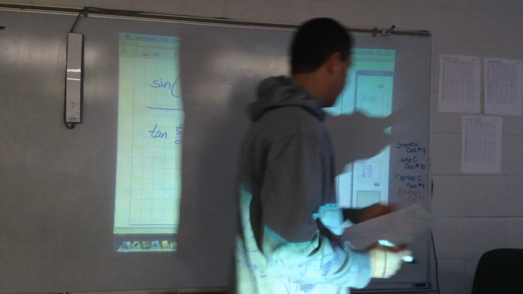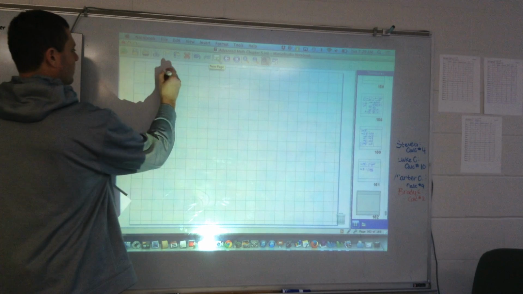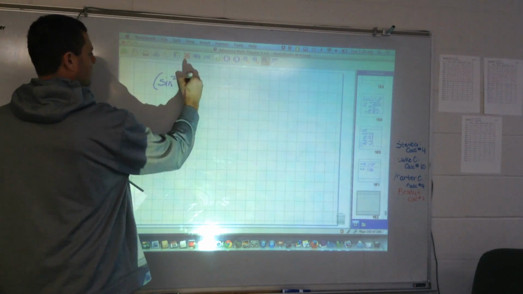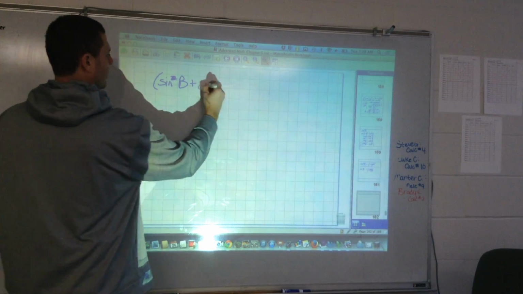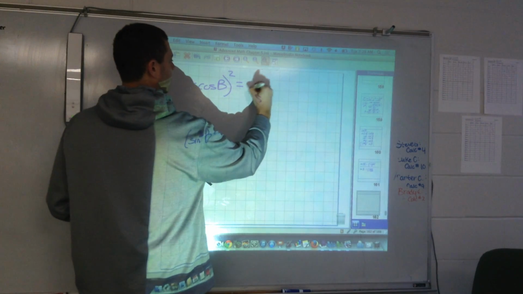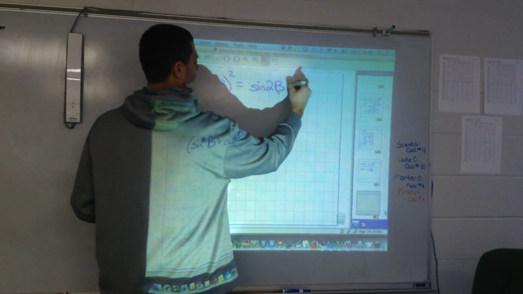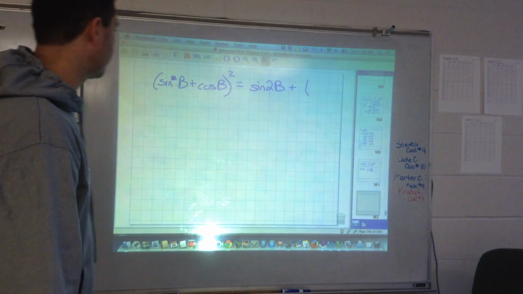You can use these identities to do proofs as well. Let's say, for instance, I gave you this: sine b plus cosine b, squared, equals the sine of twice b plus 1. So you'll see a double angle identity in that verification.